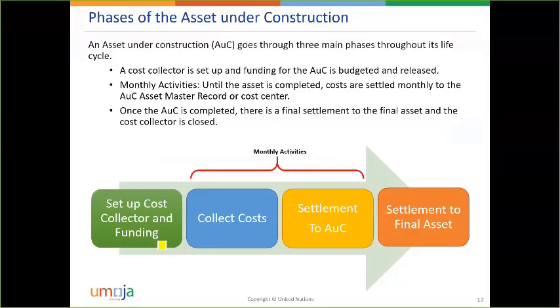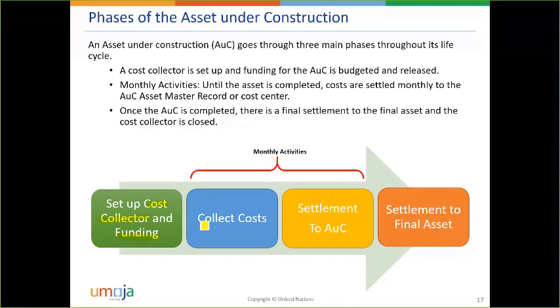You see here on my screen, you see four boxes. The first box that is green is the setup of the cost collector and funding. The cost collector is the project that I just showed to you. So the project that I was showing to you with the code is the cost collector. So in this regard, you are okay because I see that your engineers are creating the project. And funding as well. This is done as well by budget officers. I see that there is funding in some of your projects.